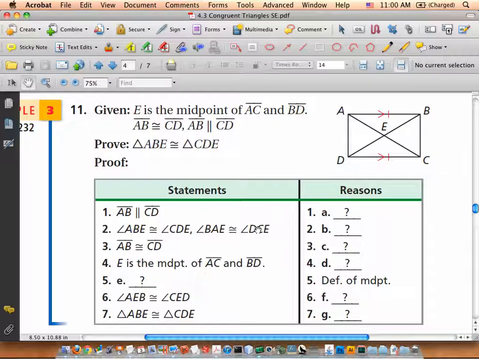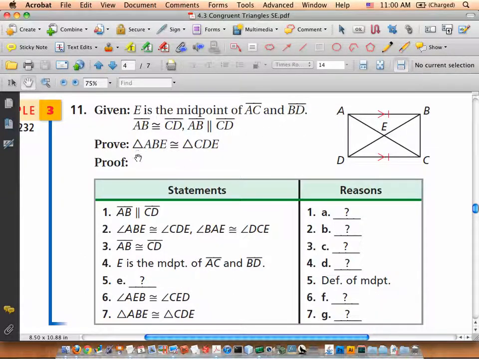If E is the midpoint of AC, which two segments have to be the same? AE and EC, those have to be congruent. And then, I think you already said it, what are the other ones? DE and BE, those have to be the same. Right, that's exactly right.